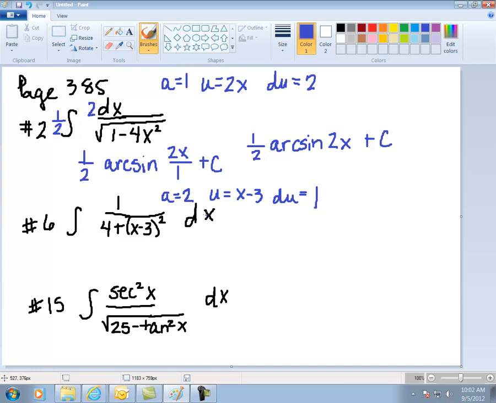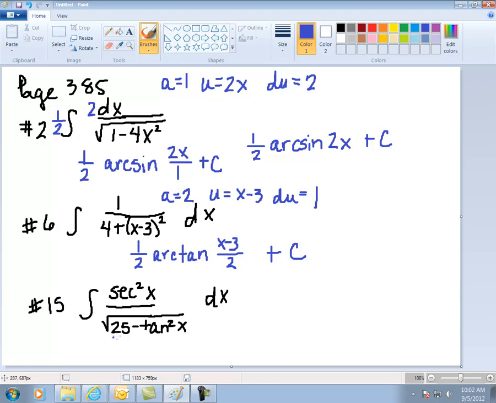Looking through my formulas on page 385, I see that this pretty much resembles the formula 19, where I have the derivative over a squared plus u squared. And so this is just going to equal, according to that formula, 1 over a, which is 1/2, arctangent of u, in this case my u is x minus 3, divided by a, again, which is 2 in this case, and then plus my constant. All right, so the key to these is not that they're very hard to integrate, it's just finding the correct formula to match them up to.